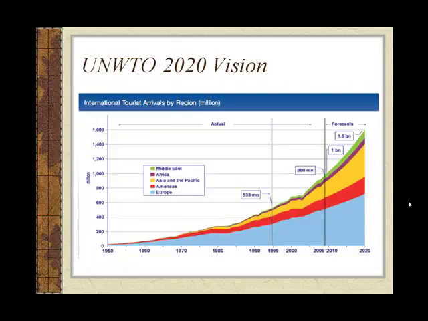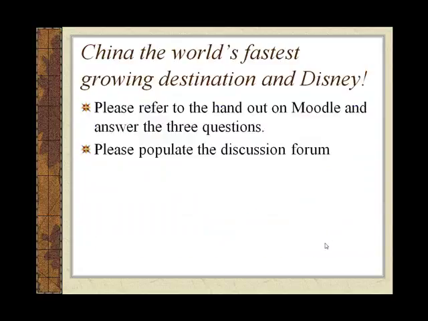And this is the 2020 vision. So this is where the arrivals will be by 2020. Just probably, I think I said 1.56 billion, so just under 1.6 billion are forecast for 2020. Obviously, these are the actual figures, and these are just forecasts.